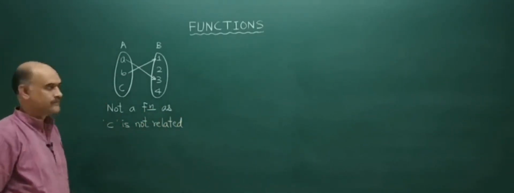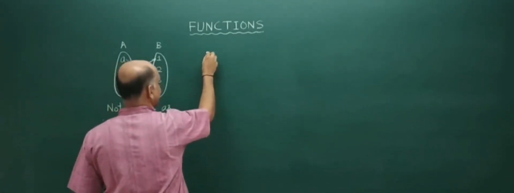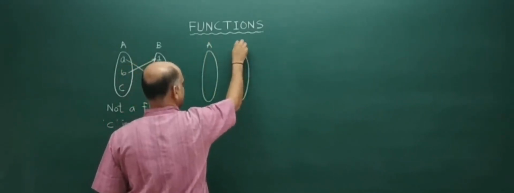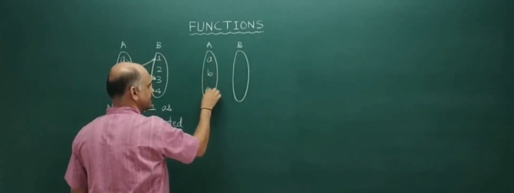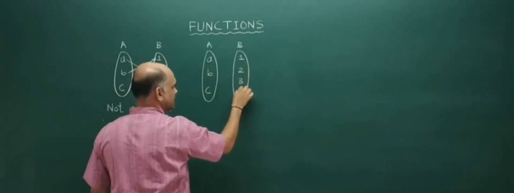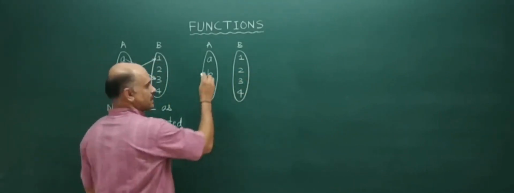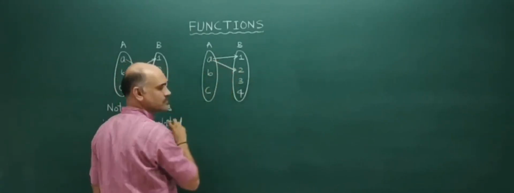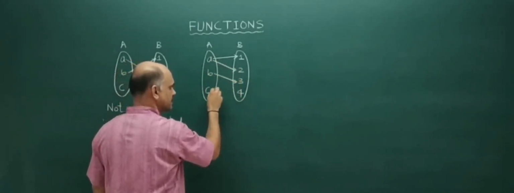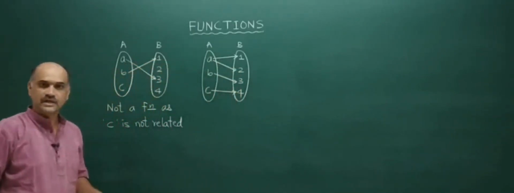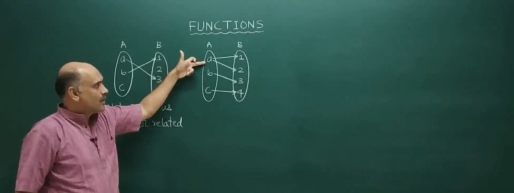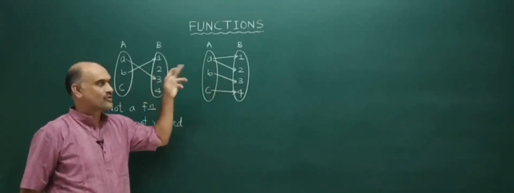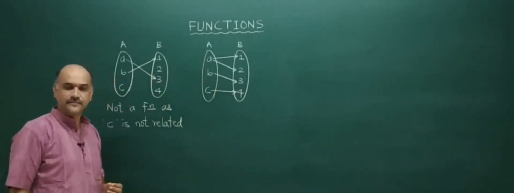Now another example. I will have A, B, C, and 1, 2, 3, 4. Now here A is related to 1, A is related to 2, B is related to 3, C is related to 4. Now here what I have done? All three are related: A, 1, A, 2, B, 3, C, 4. All these three elements are related.